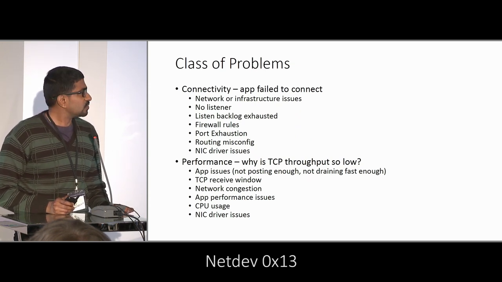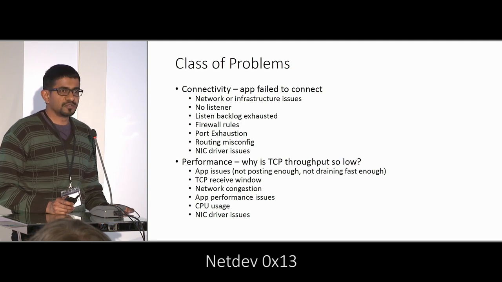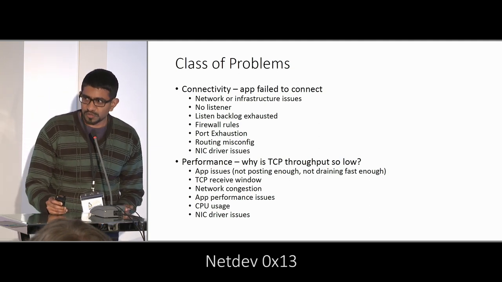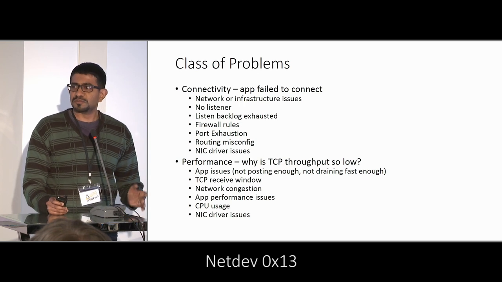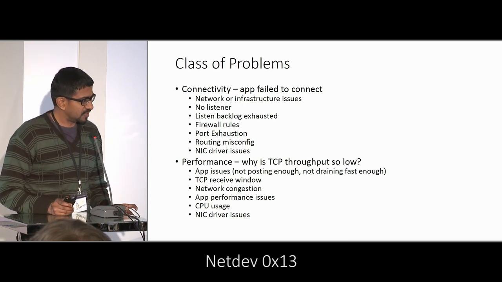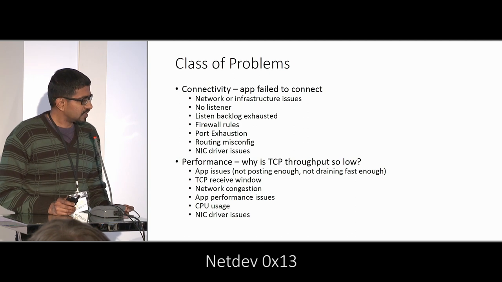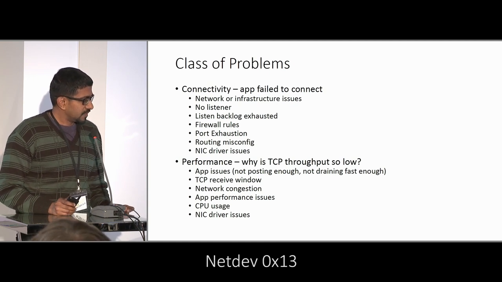Firewall rules are a pretty big problem. This could be infrastructure firewall rules, or this could be application layer firewall rules. This falls outside of TCP protocol debugging, but ends up being a pretty common reason why connectivity would fail. Port exhaustion, this is a big one.